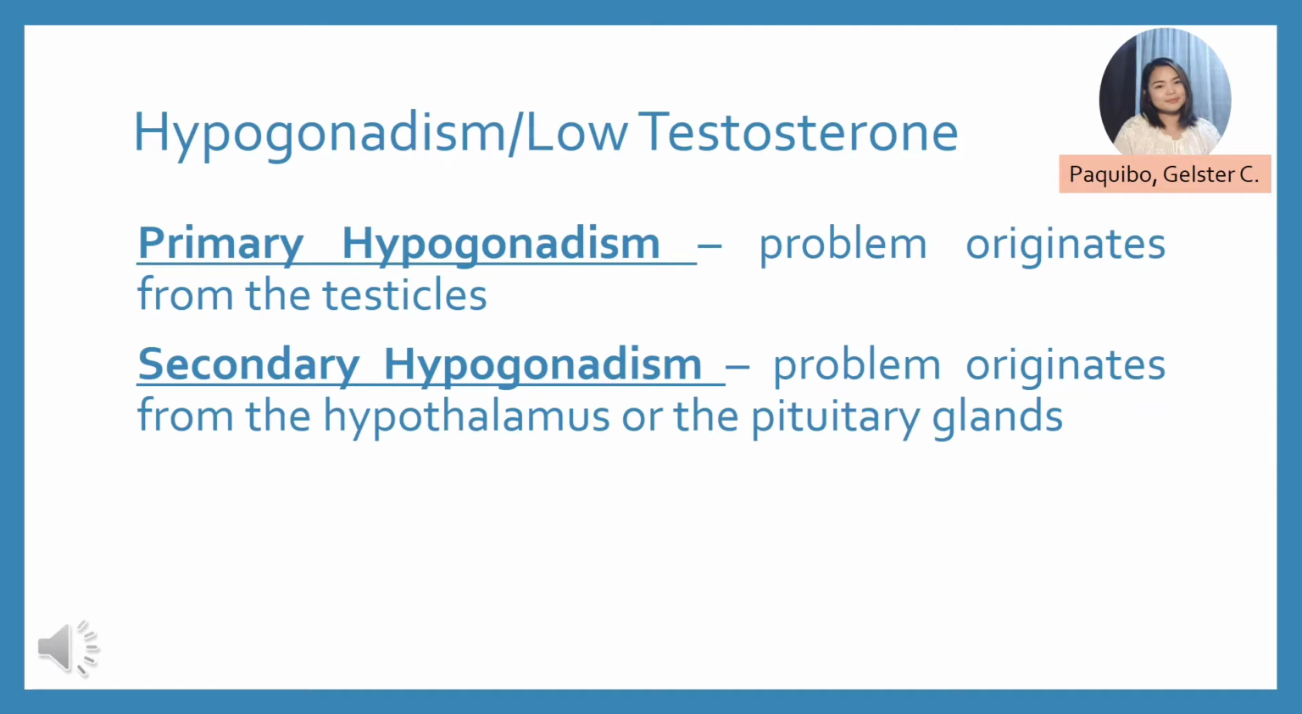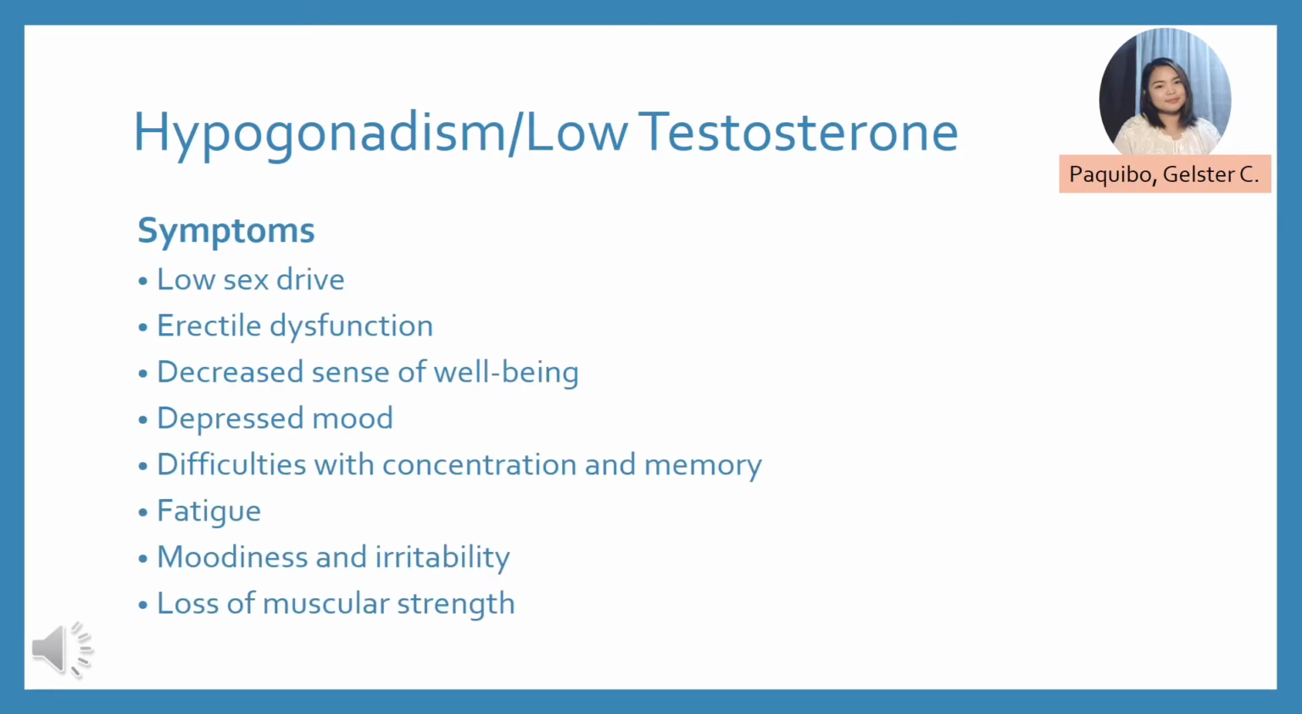The hypothalamus produces gonadotropin releasing hormone, which signals the pituitary gland to make follicle stimulating hormone and luteinizing hormone. Luteinizing hormone then signals the testes to produce testosterone. The following are the symptoms of hypogonadism: low sex drive, erectile dysfunction, decreased sense of well-being, depressed mood, difficulties with concentration and memory, fatigue, moodiness and irritability, loss of muscular strength.